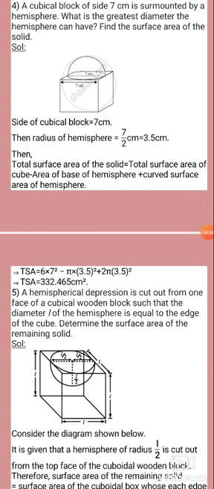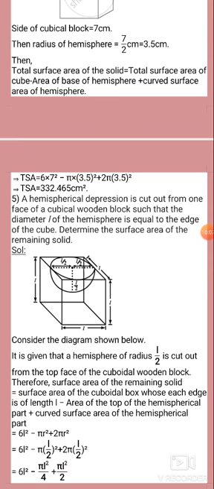Now, the next question, a hemispherical depression is cut out from one face of a cubical wooden block such that the diameter l of the hemisphere is equal to the edge of the cube. So, listen to that condition, diameter l of the hemisphere is equal to the edge of the cube. Determine the surface area of the remaining solid. So, consider the diagram. Listen. It is given that a hemisphere of radius l by 2, so diameter is l, so radius is what? l by 2, is cut out from the top face of a cuboidal wooden block.